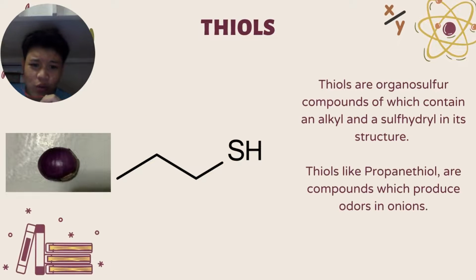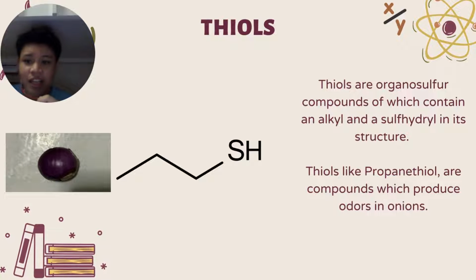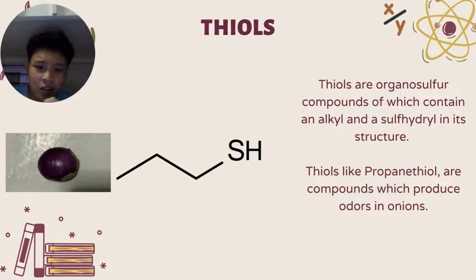Thiols are organosulfur compounds which contain an alkyl and a sulfidyl group in their structure. Thiols, like propane thiol, are compounds most commonly responsible for producing odors in allium vegetables, like garlic and onion.